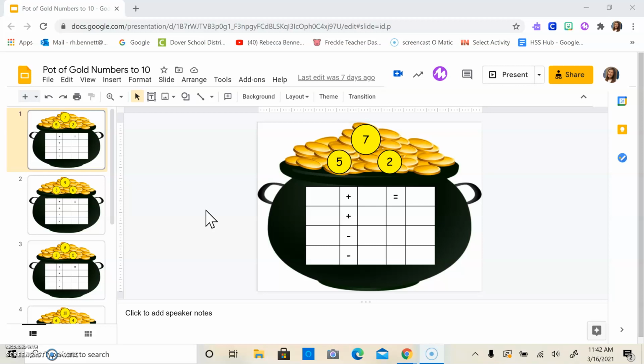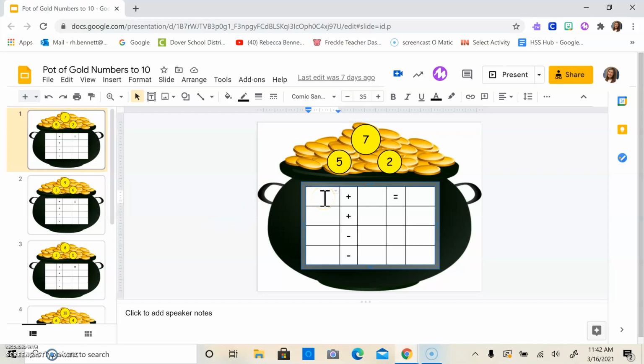So I see 5, 2, and 7. So those are the only numbers I can use. So let's start with our addition. I'm going to just start with 5 since I see that right here. Now, am I going to add 2 or 7? Well, if I add 7 and 5 together, I know that doesn't equal 2. So I know it has to be 2. 5 plus 2, 5, 6, 7.